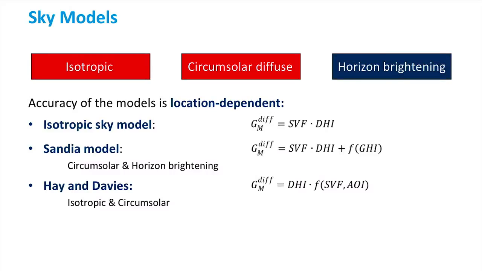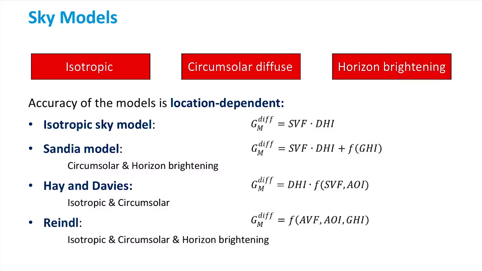The Hay and Davies model is a bit more complex. It requires measurements of the DHI and then corrects for not only the sky view factor but also for the angle of incidence. It takes into account isotropic and circumsolar components. Finally, the Perez sky diffuse irradiance model uses all the three components of diffuse radiation, including isotropic, circumsolar brightening, and horizon brightening. It does not rely on DHI measurements, and this allows for direct use of the GHI.